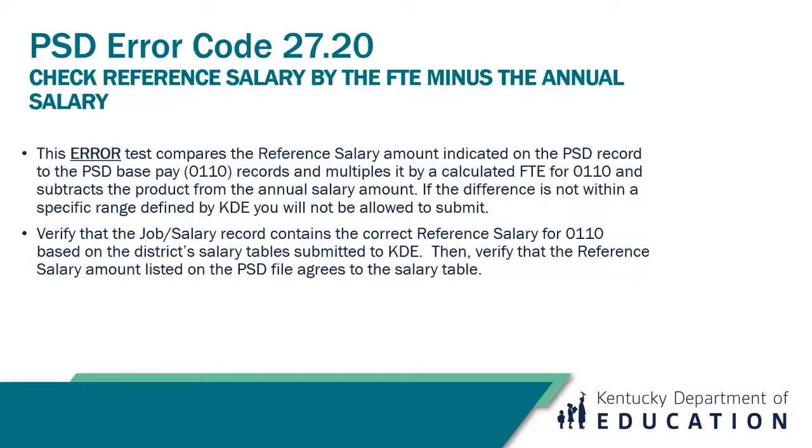If the difference is not within a specified range, which I again believe is plus or minus $25, you will not be allowed to submit. So you want to verify that the job salary record contains the correct reference salary for 0110 based on the district salary table submitted to KDE. Then verify that the reference salary amount listed on that file agrees to the salary table. So, that reference salary should always match your salary table. That's the first thing to check if you get something like this at the error code 2720.